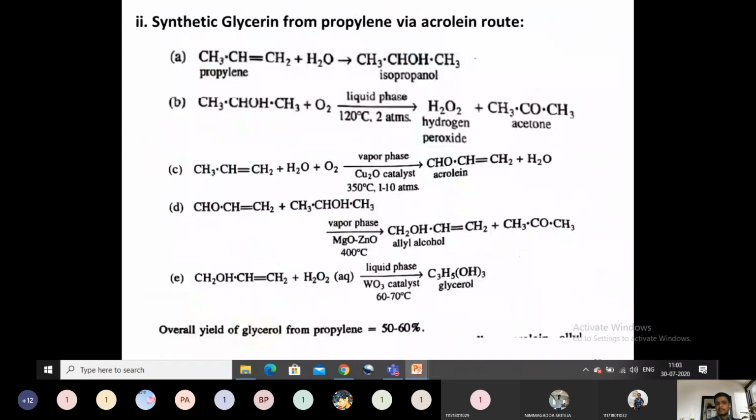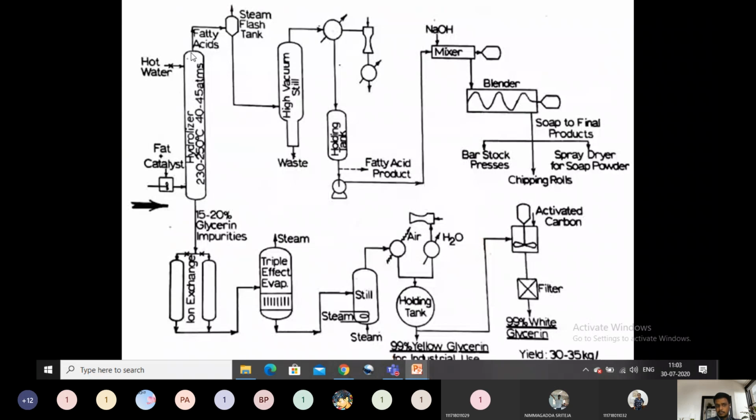So this reaction will take place in the hydrolyzer. Here is the start of this flow sheet: fat plus catalyst. Fat or oil is composed of triglycerides. So the first reactant will be a triglyceride plus catalyst, which will react and pass counter current to the steam. Steam is nothing but hot water at high temperature and high pressure. The temperature will be 230 to 250 degrees centigrade and the pressure will be 40 to 45 atmospheres in the hydrolyzer.